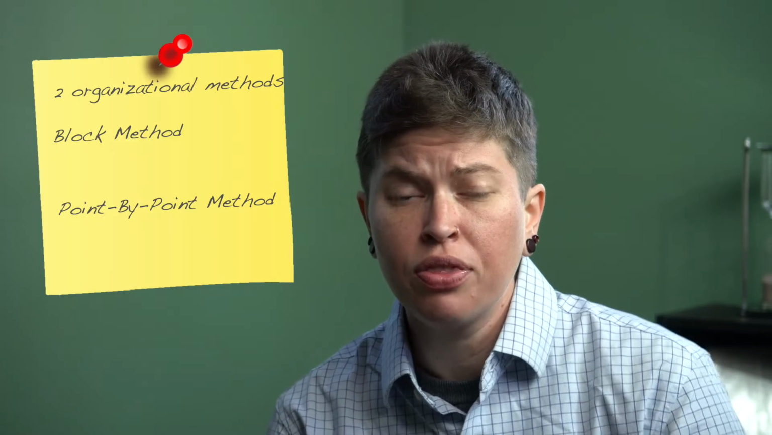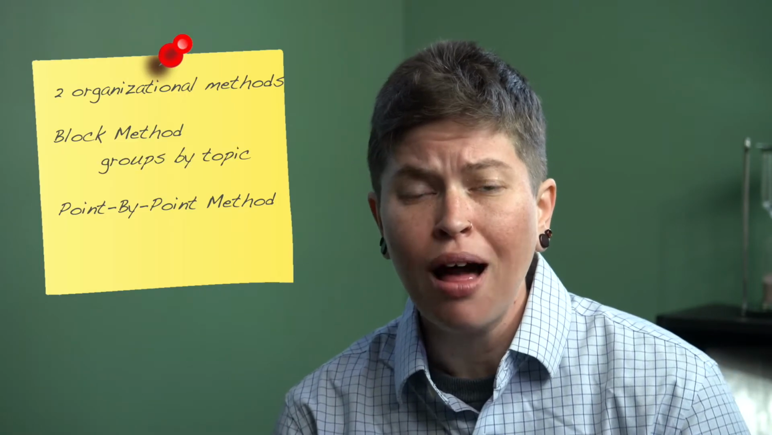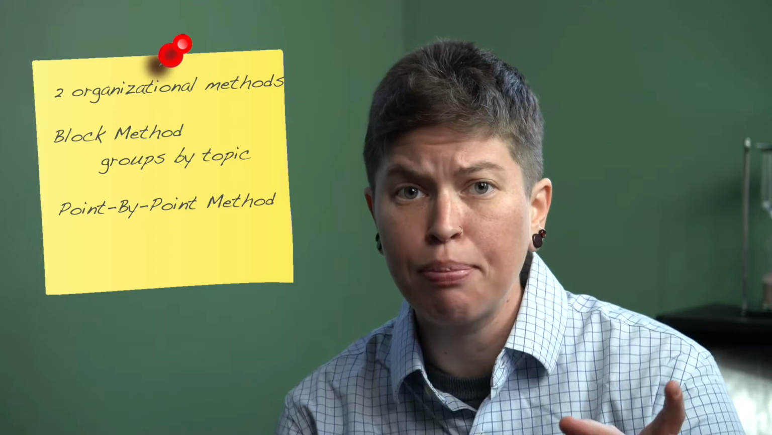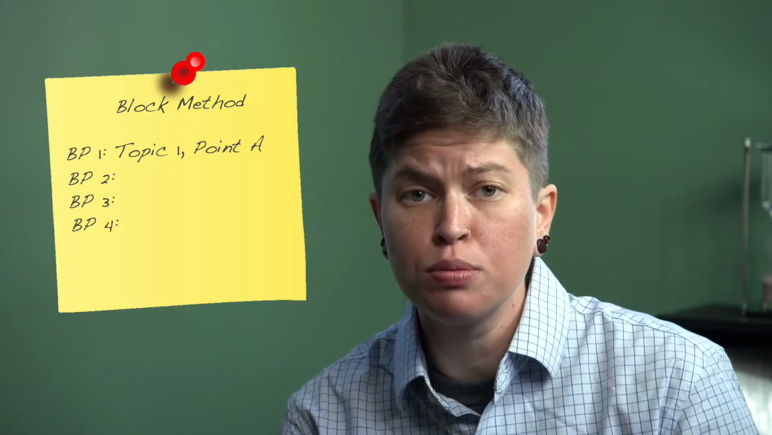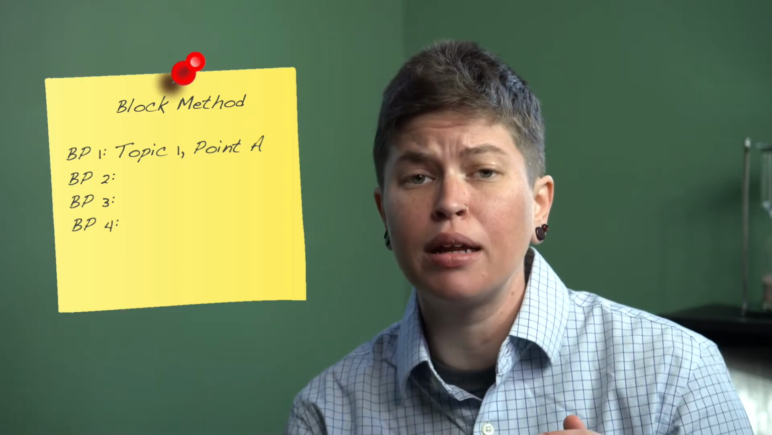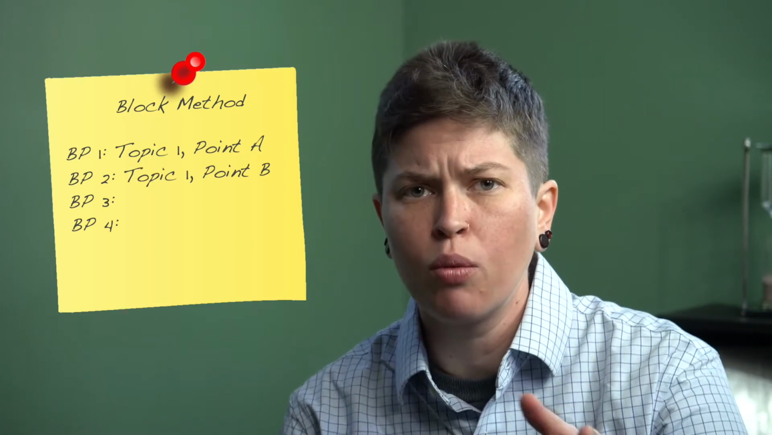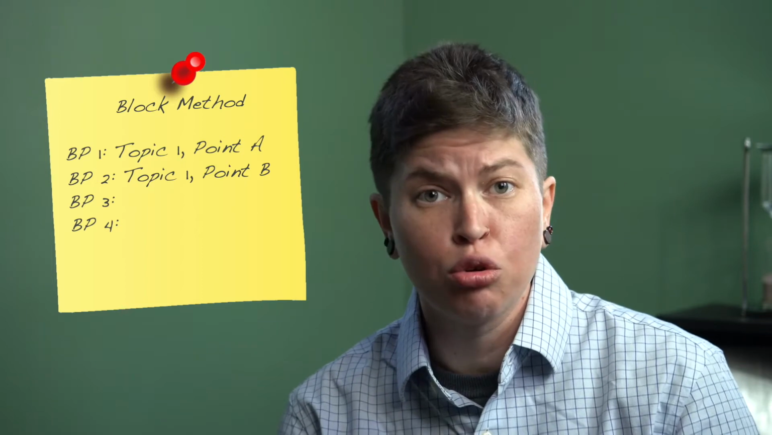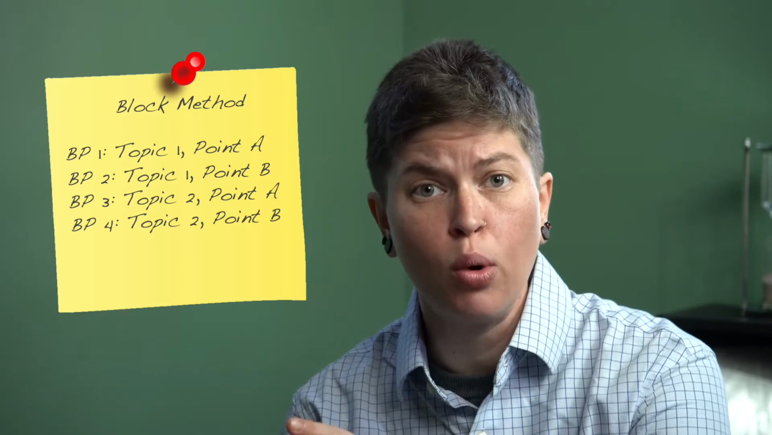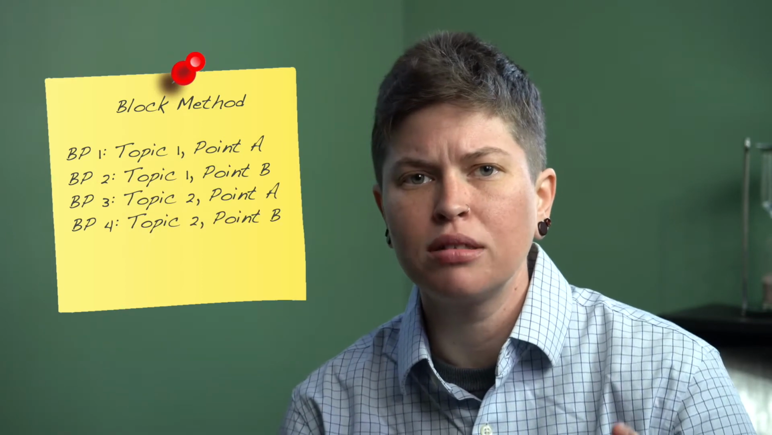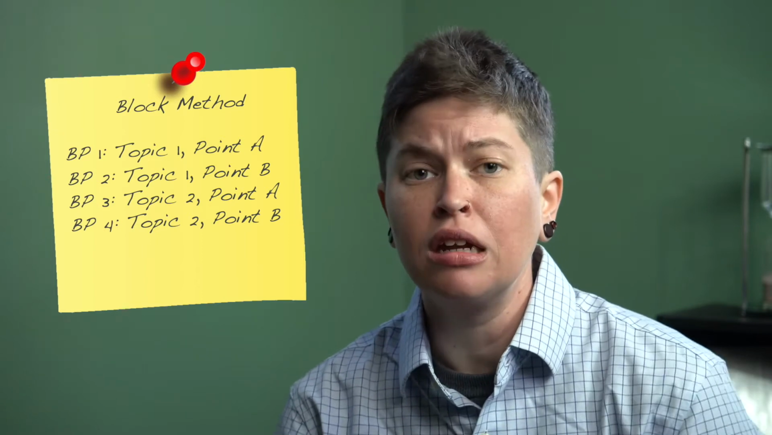So there are two types of organizational methods. We've got the block method and we've got the point-by-point method. Now, the block method groups things by topic. So we will talk about topic 1, point A, in the first body paragraph. In the second body paragraph, we'll talk about topic 1, point B. In the third, we'll talk about topic 2, point A. And then we will talk about topic 2, point B in the fourth.